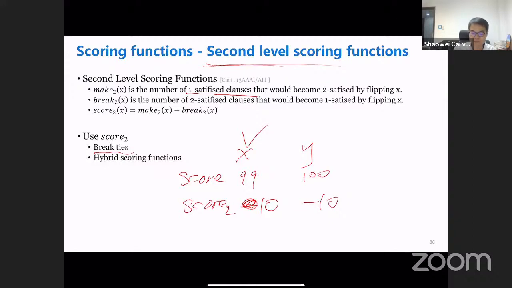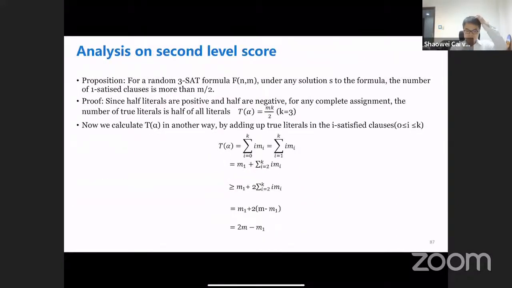So this is about the hybrid scoring function. We need to consider both the score and the second level score. And this is more look-ahead information, and the score is more greedy about the current state.